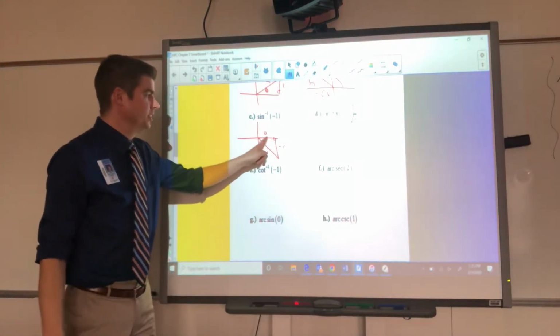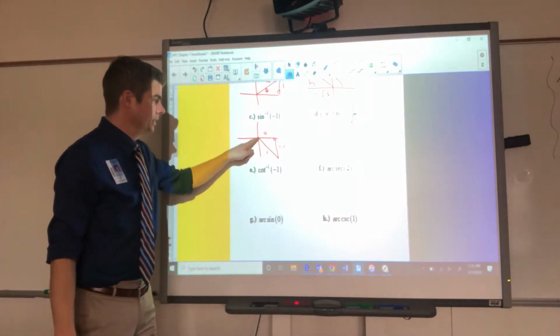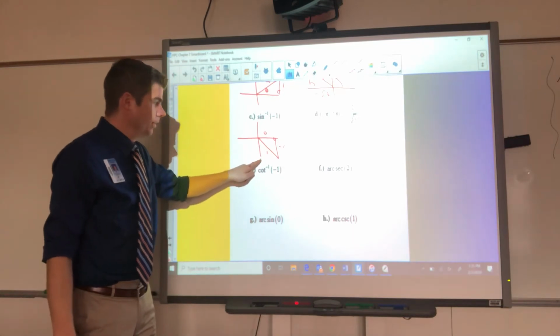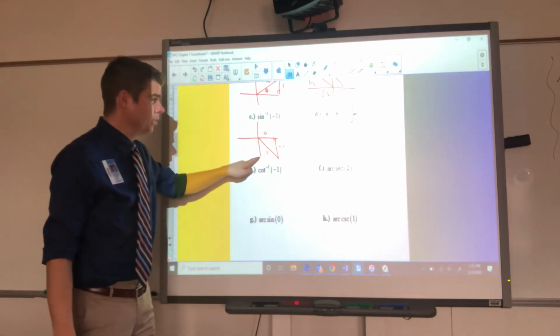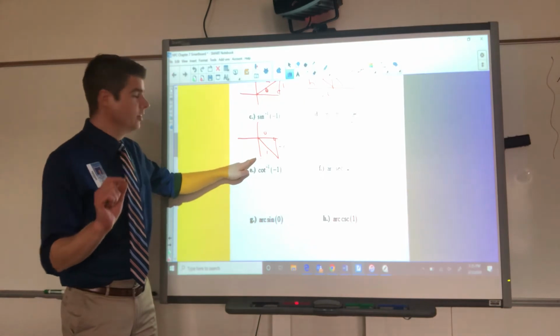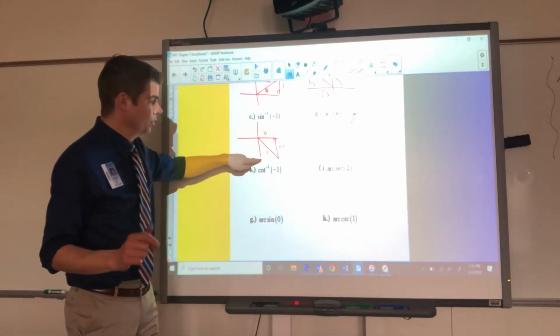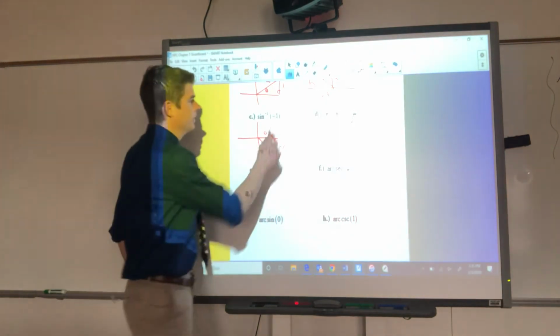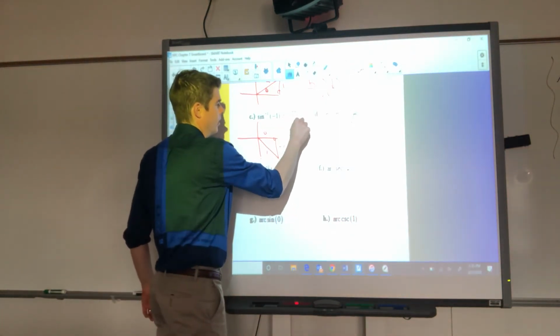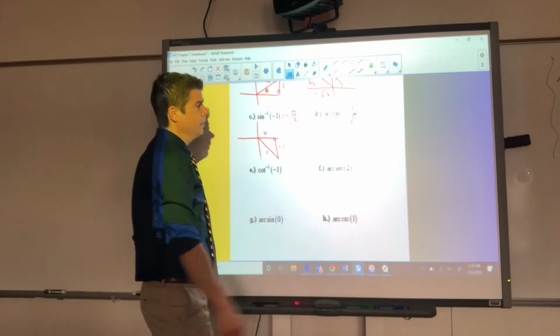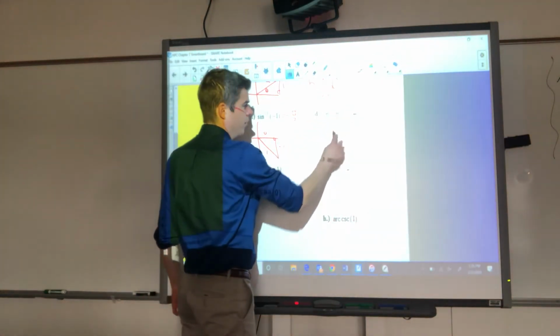So if you go 0 in this direction, and you're basically just straight down, well, like that's 270 degrees, but that doesn't fit the range of our values here. Remember, we're only going from negative 90 to positive 90, so negative 90 is the principal answer, or negative pi over 2.